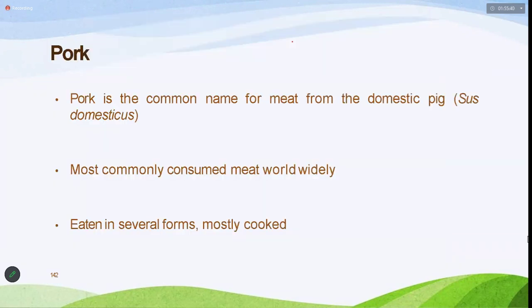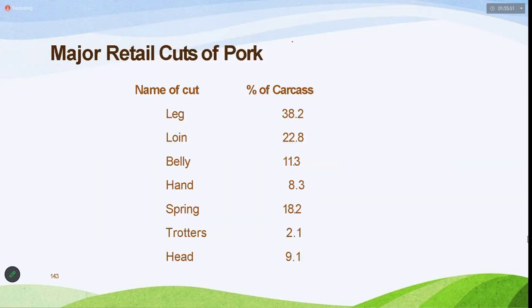Pork is the most common name for the meat from the domestic pig. It is the most commonly consumed meat worldwide, eaten in several forms, mostly cooked. So there are different types of retail cuts.